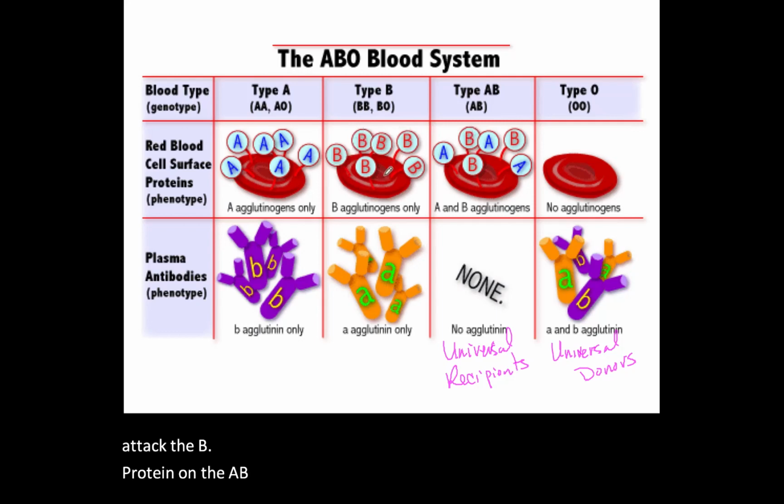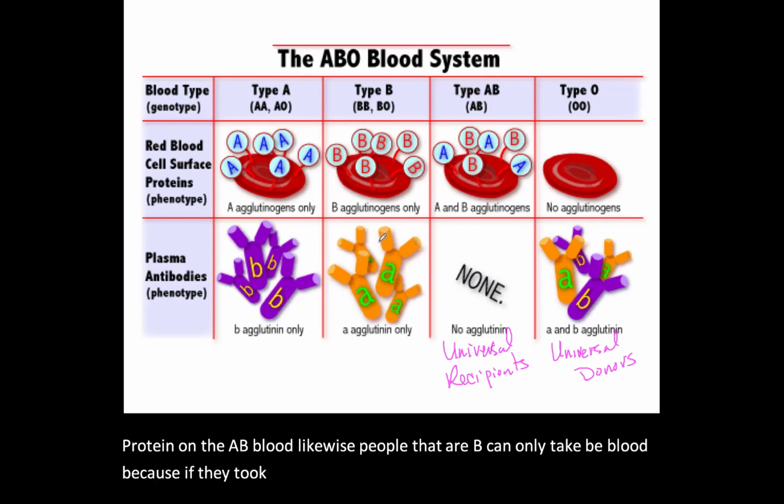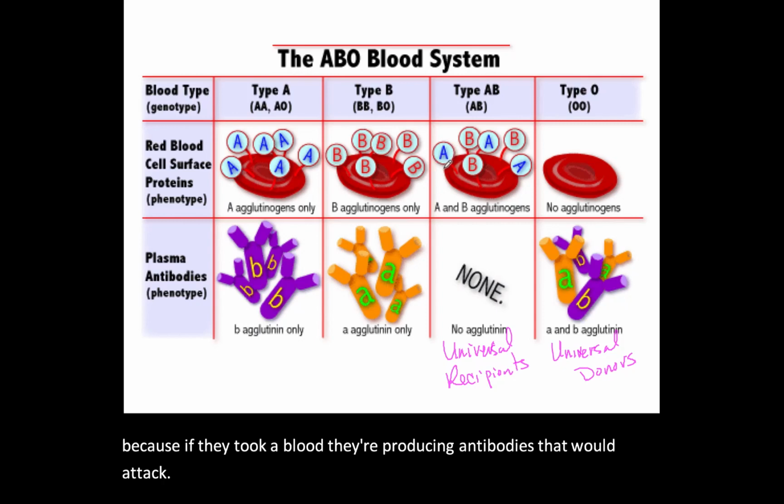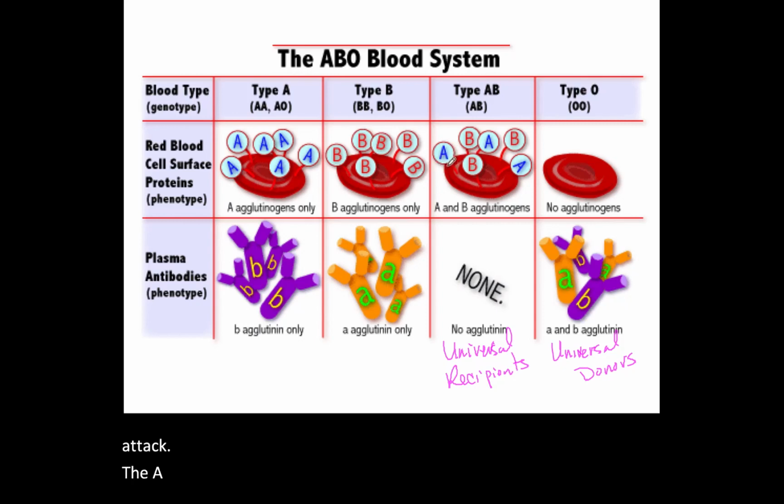Right? Likewise, people that are B can only take B blood because if they took AB blood, they're producing A antibodies that would attack the A antigen that is on the surface of those blood cells. And so B is B only, and A is A only.